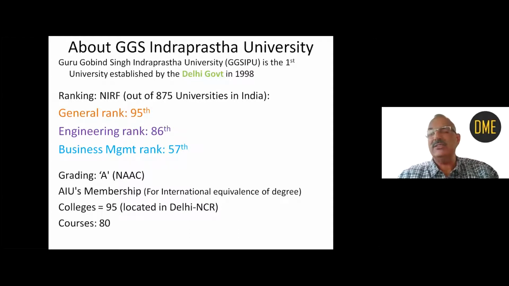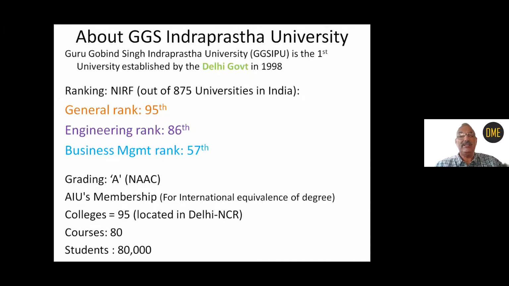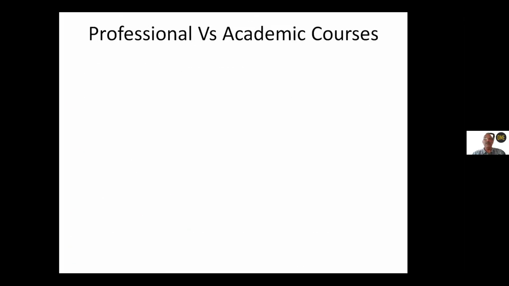Then how many courses are there? There are 80 courses, which I am going to discuss today. And number of students, well, it's a huge university with 80,000 students. So that was about IPU.